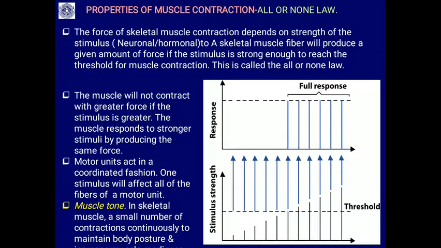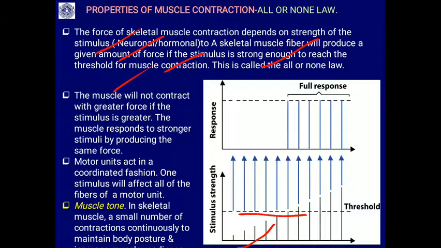Coming to the all or none law, this is similar to what you have studied in nerve impulse conduction, the same law here also. The force of skeletal muscle contraction depends on the strength of the stimulus, that is neuronal or hormonal stimulus. A skeletal muscle fiber will produce a given amount of force if the stimulus is strong enough to reach the threshold level. Here the stimulus may be the neurotransmitter or else hormone. A stimulus below the threshold level cannot make the muscle contract.